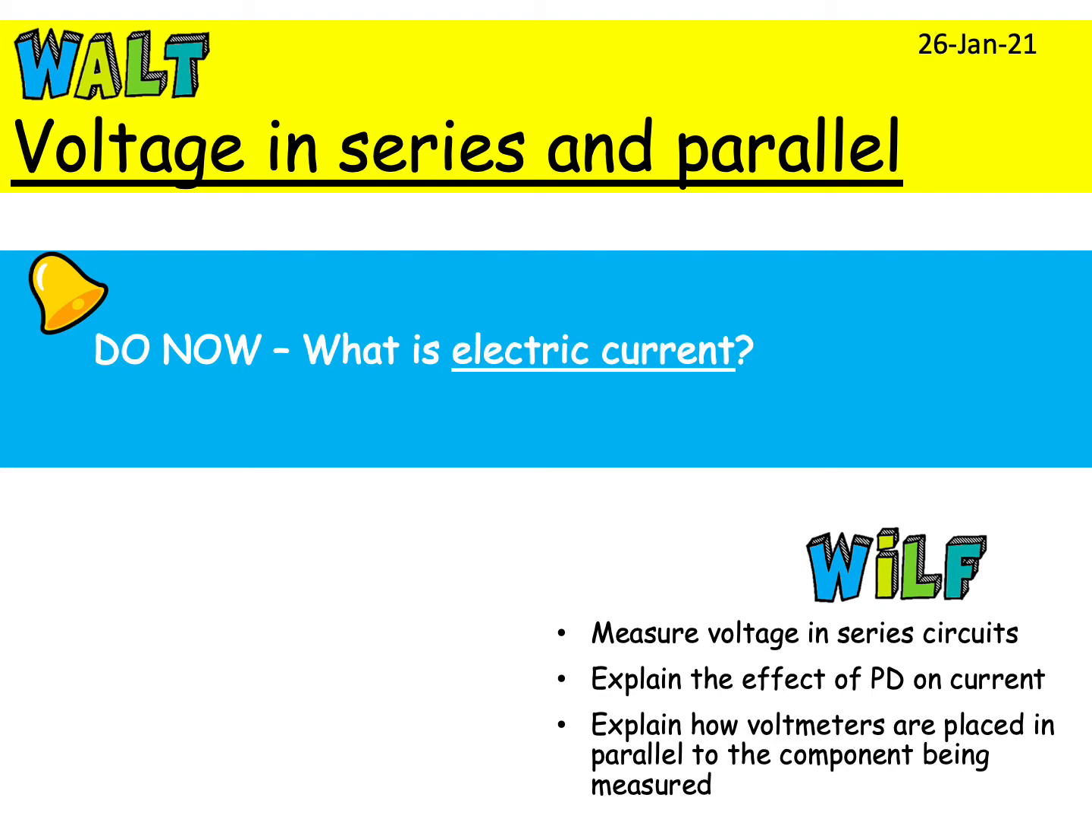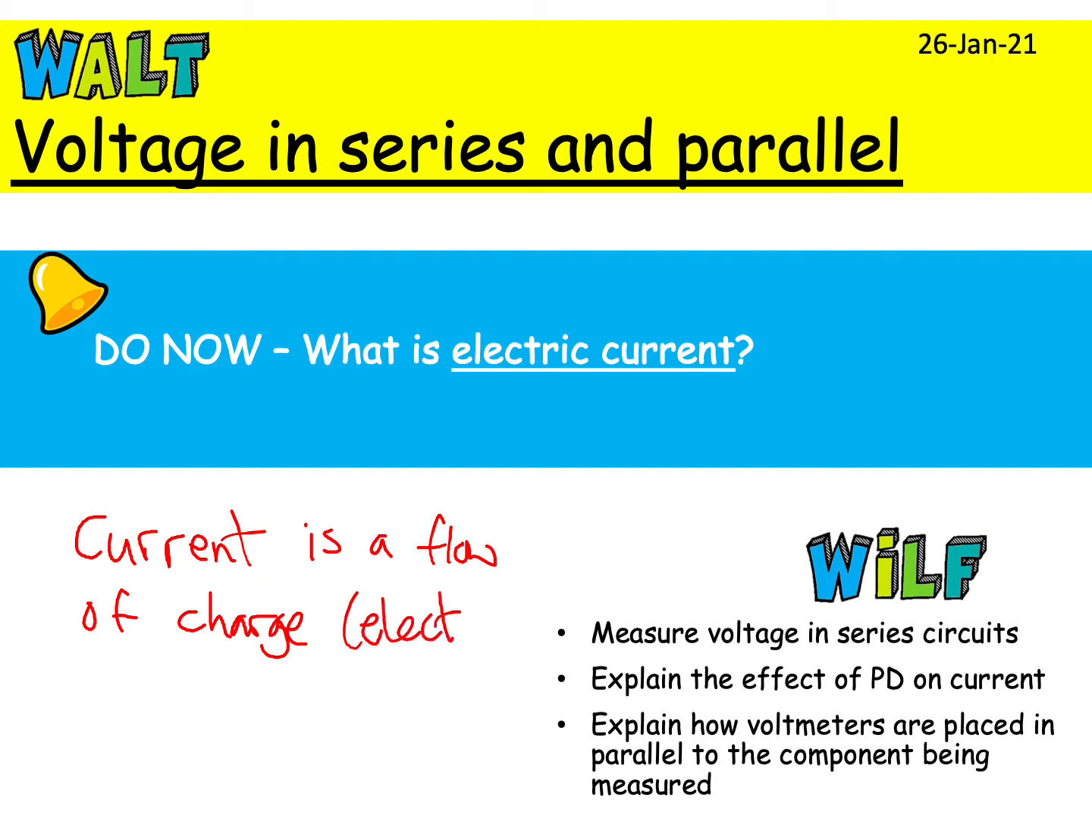Pause the video now and write down what you think the answer should be, and then press play to find out whether you were right. Okay, so you should have written that current is a flow of charge. And what is the charge that's moving? It is electrons in the circuit.